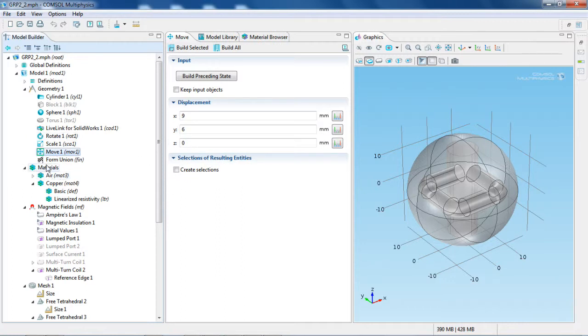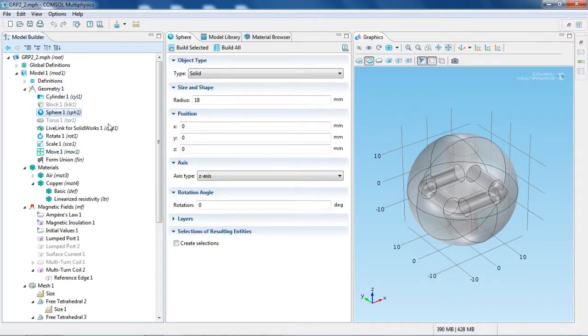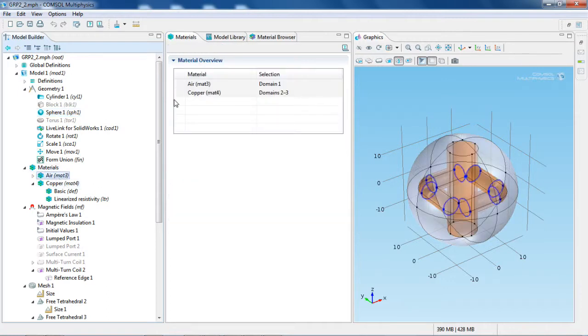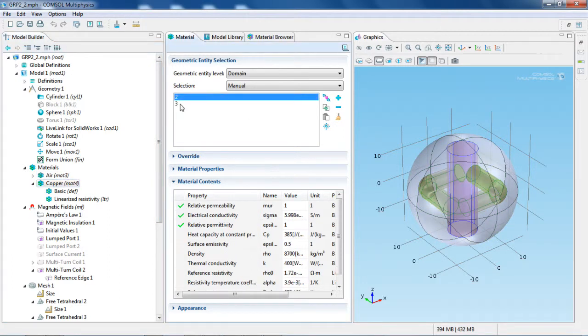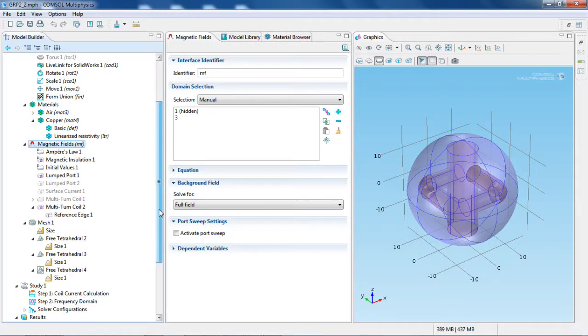The geometry of the current-carrying conductor and air boundary remained the same as the first study. The same materials were assigned: air to the spherical boundary, copper to the central conductor and Rogowski coil. Magnetic field study was again selected.